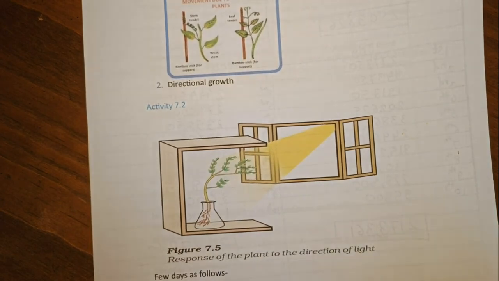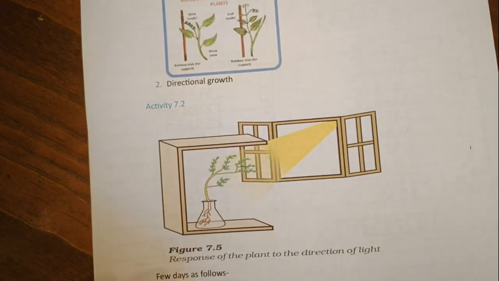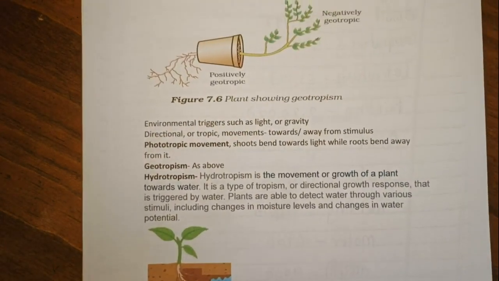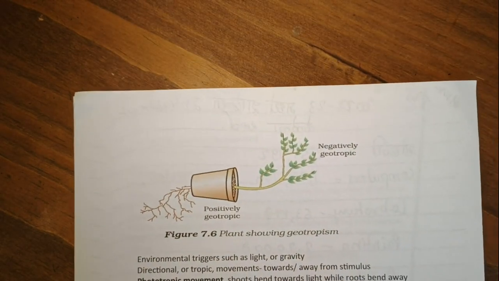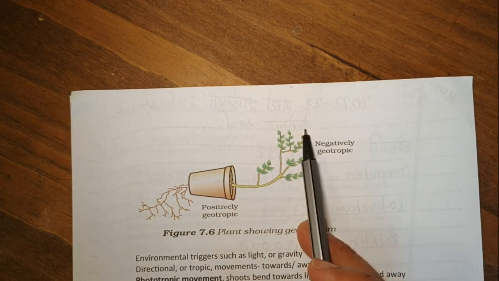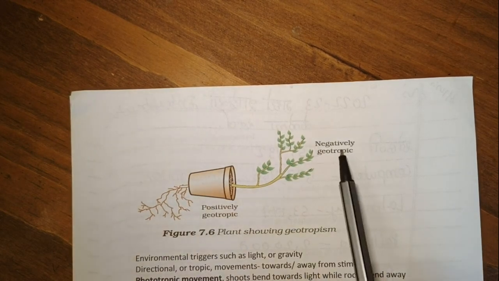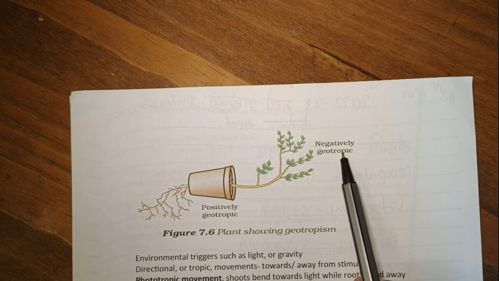Now the second part of this activity: after a few days, once this has grown, they want you to actually turn the flask horizontally and then observe the growth of the shoot. Now in this case, after a few days, the shoots will start growing in the upward direction and the roots will start growing in the downward direction. Now this is called geotropic growth.